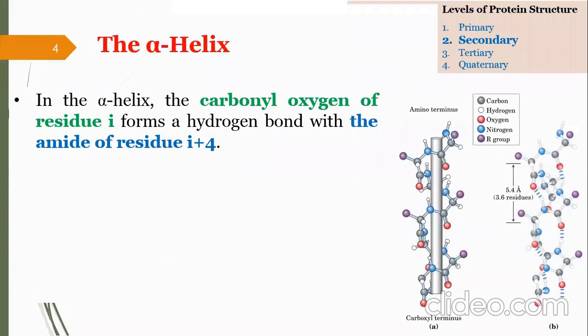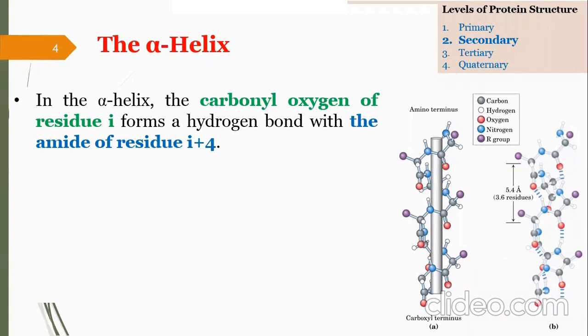So the alpha helix, what is it? Alpha helix, so these are actually the secondary structures we are talking about now. We are done with the primary structure, and now we are concerned about the secondary structure. In the alpha helix, the carbonyl oxygen of residue I, that means the first residue in a sequence, forms a hydrogen bond with the amide of residue I plus 4, the fifth amino acid. So the first and the fifth amino acid form a hydrogen bond.